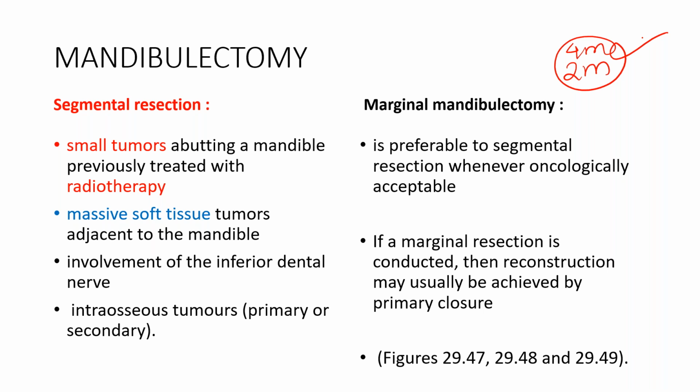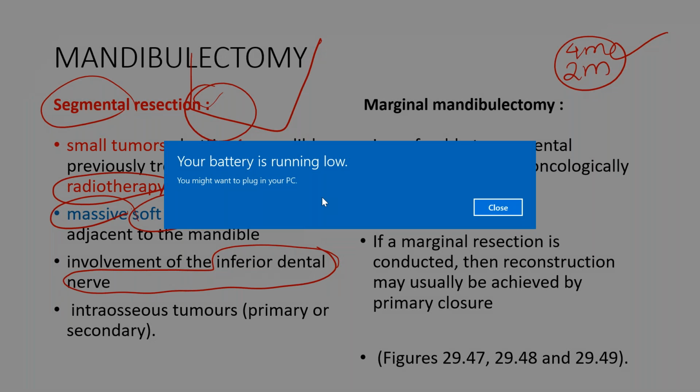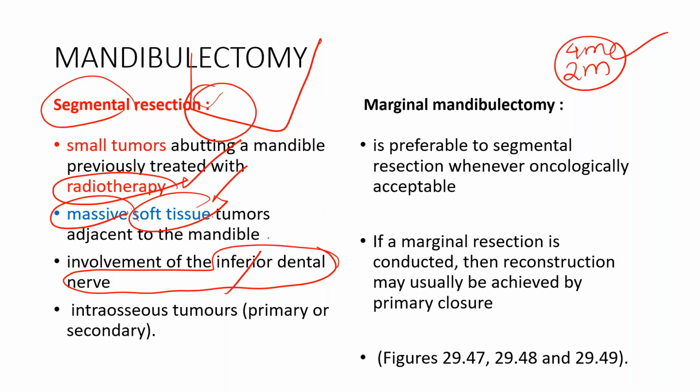So what is segmental resection? When will you do segmental resection? Small tumors abutting the mandible that were previously treated. The segment is removed completely. When previous radiotherapy has been given, or massive soft tissue tumors are there, or the inferior dental nerve is involved, or intraosseous tumors within the bone, then you have to go for it. So segmental resection is done in such situations.